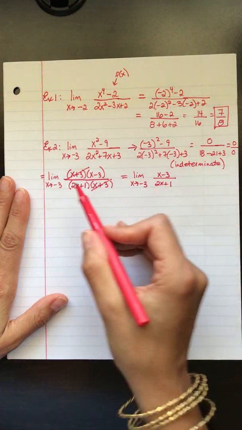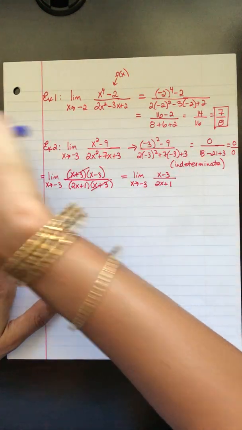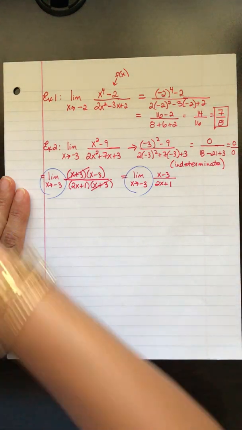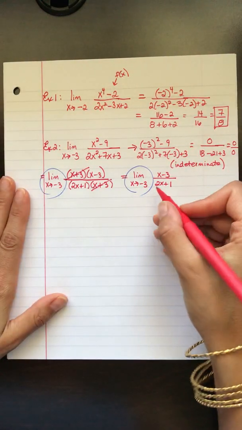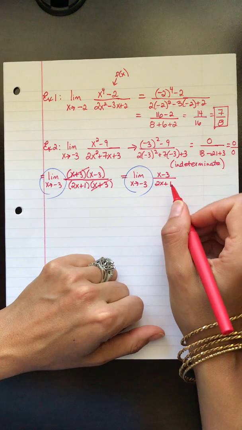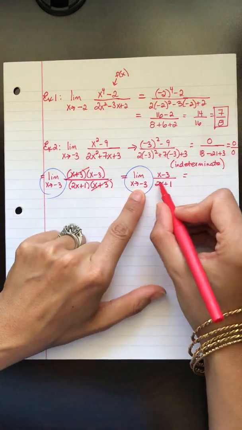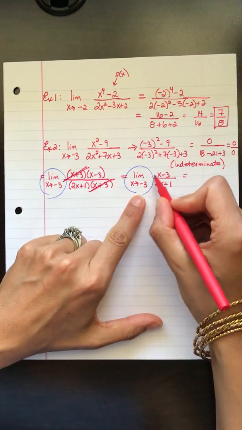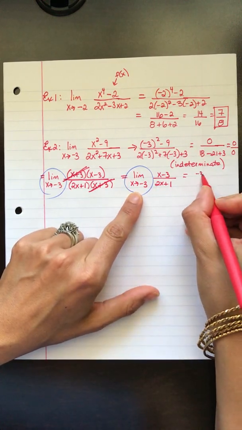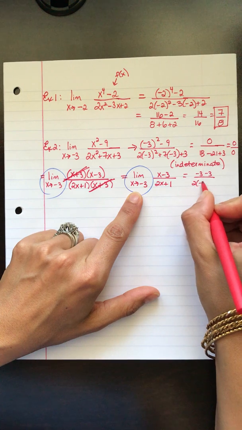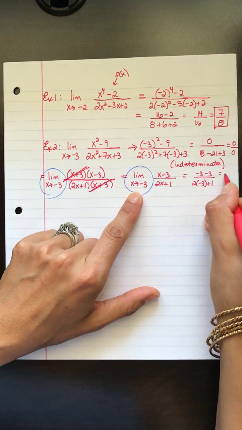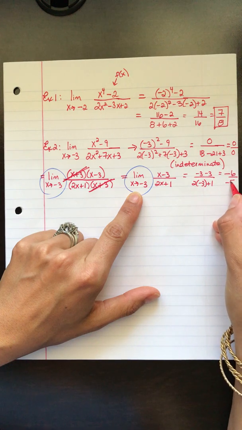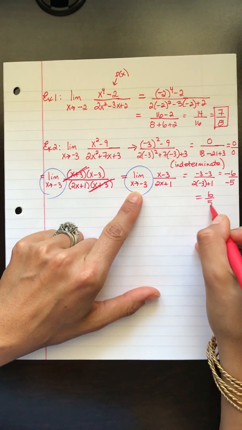You guys, it is super important for you to not drop the limit notation from each step to the next. Do not drop it, otherwise it's wrong. So now we can try direct substitution again. Let's see if it'll work this time. So if I plug in a negative 3 into my reduced equation, I crossed out these factors. This is called the reduced equation. I'll get negative 3 minus 3 over 2 times negative 3 plus 1, which is negative 6 over negative 6 plus 1 is negative 5. The answer is 6 over 5.